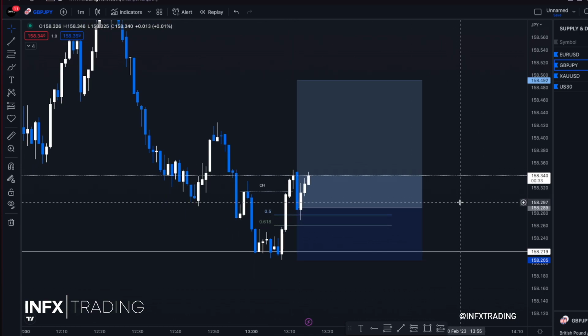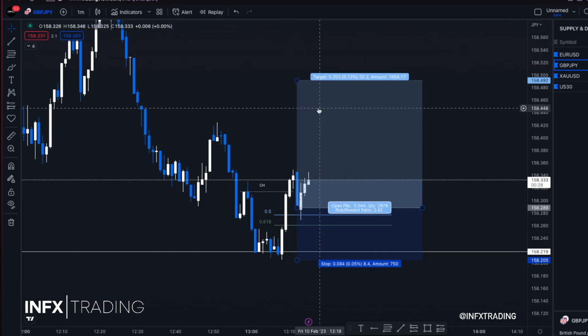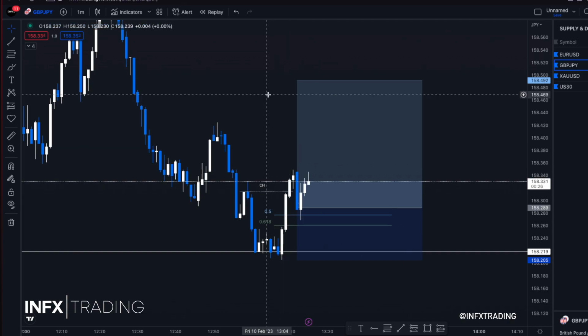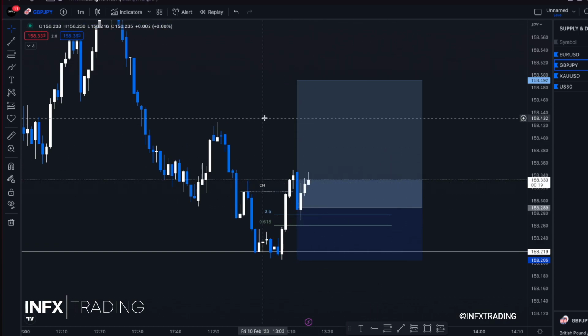Our stop loss is just below the zone here, and we're going for 20 pips, which is a 2.4 to risk to reward. Now price could keep coming down a little bit, and maybe even come into our zone before pushing back up, but I'm happy with this entry.